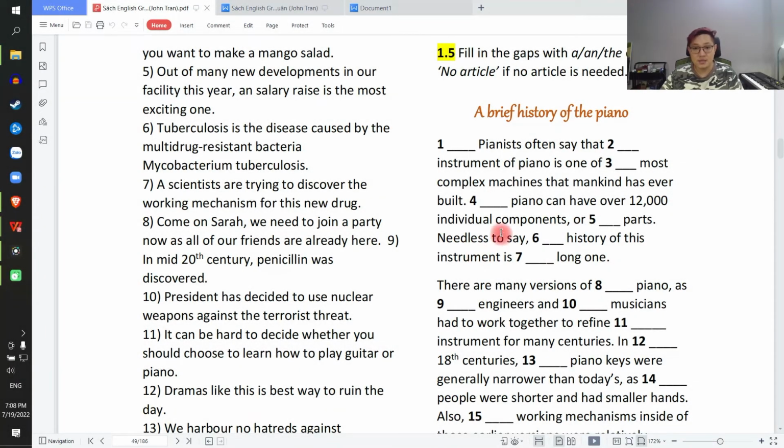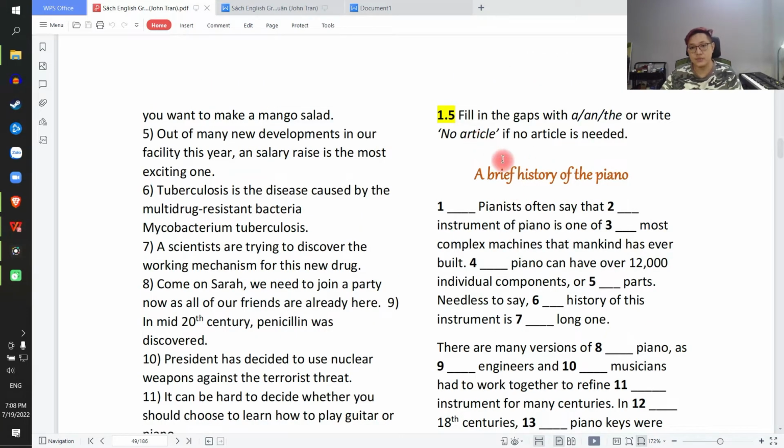Alright, now let's come to part 1.5. You have to fill in the gaps with a, an, the. Alright, no articles if no articles needed. Cái này là cái bài 1.5 này yêu cầu là các bạn phải điền một khoảng trống với mạo từ a, an, the. Hoặc là nếu mà không cần có mạo từ mà mới ghi là no article ở đây.